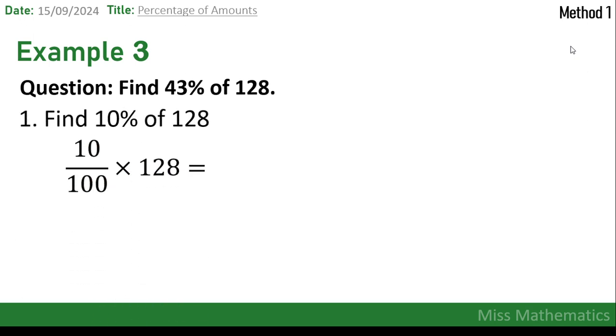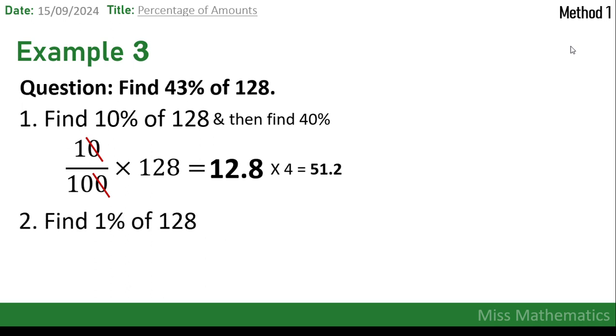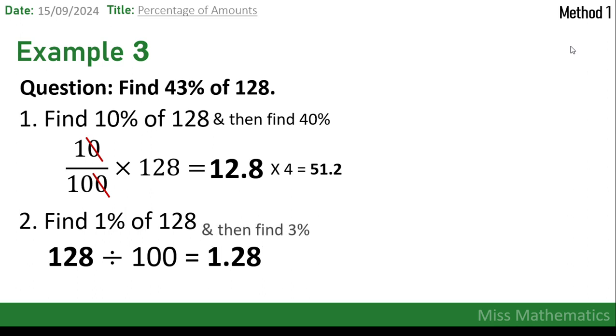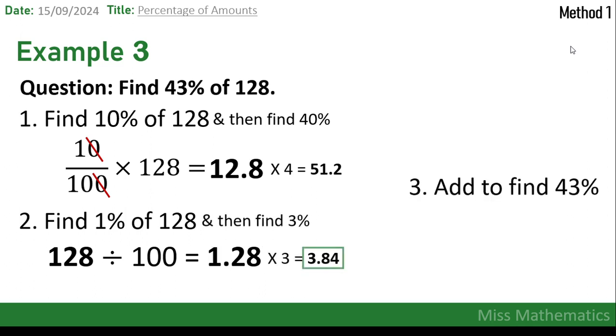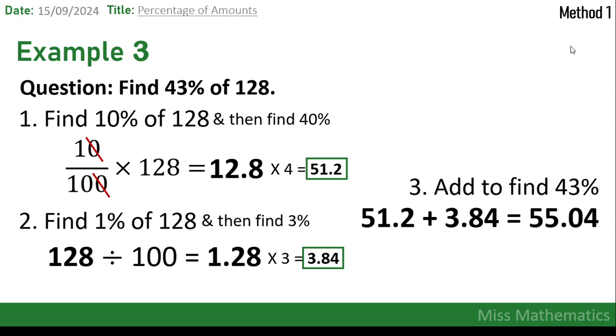Now let's go back to method 1 and do a slightly harder example. Find 43% of 128. So we know how to find 10%. So if we find 10% of 128, we get 12.8. To find 40%, we times this by 4 to get 51.2. But now we need to find 3%. So how to do this? We find 1% of 128. And that's 128 divided by 100 this time, and we get 1.28. And then we can times this by 3 to find 3%. If we add these values together, we can find that 43% of 128 is 55.04.